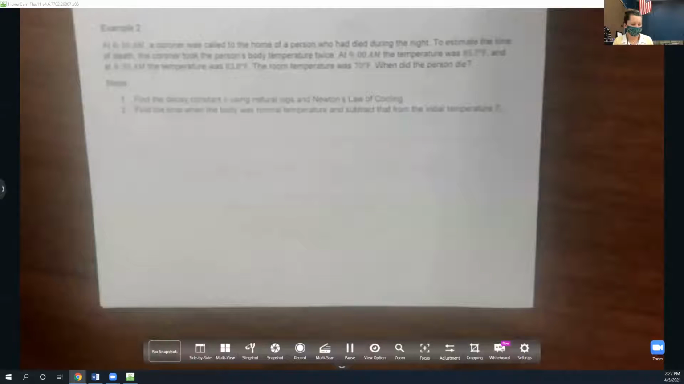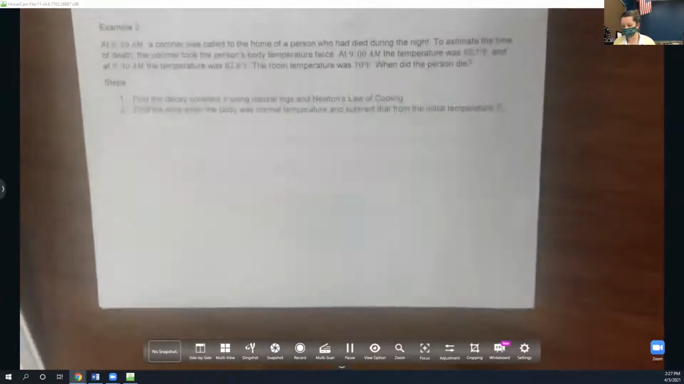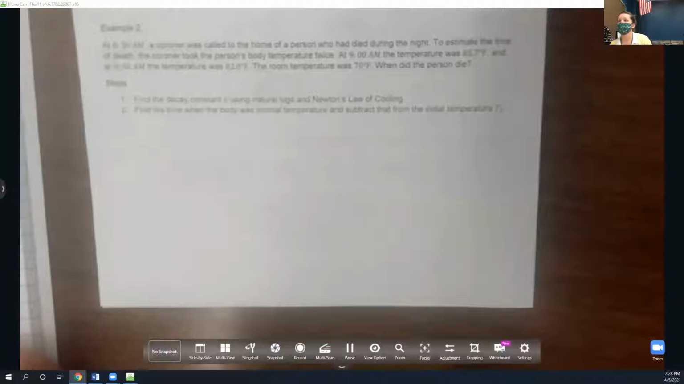All right, so we have a situation here. At 8:30 a.m., a coroner was called to the home of a person who had died during the night. To estimate the time of death, the coroner took the person's body temperature twice. At 9 a.m., the temperature was 85.7 degrees Fahrenheit, and at 9:30 a.m., the temperature was 82.8 degrees Fahrenheit. The room temperature was 70 degrees Fahrenheit. When did the person die?